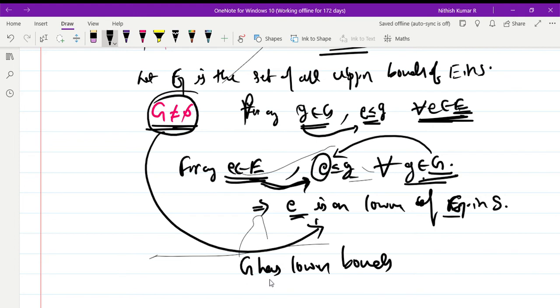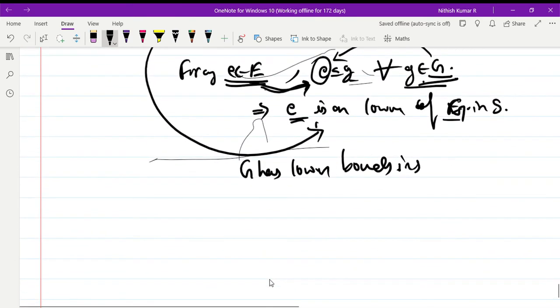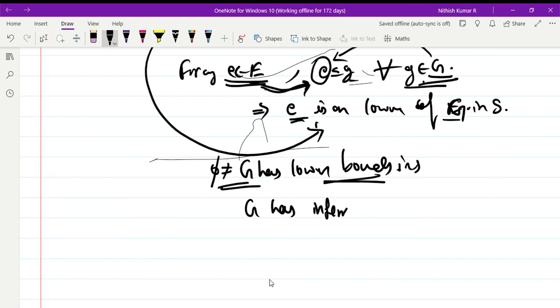And in S, we assumed that S has GLBP, that is, every non-empty subset of S which is bounded below has an infimum. Therefore G has an infimum in S.